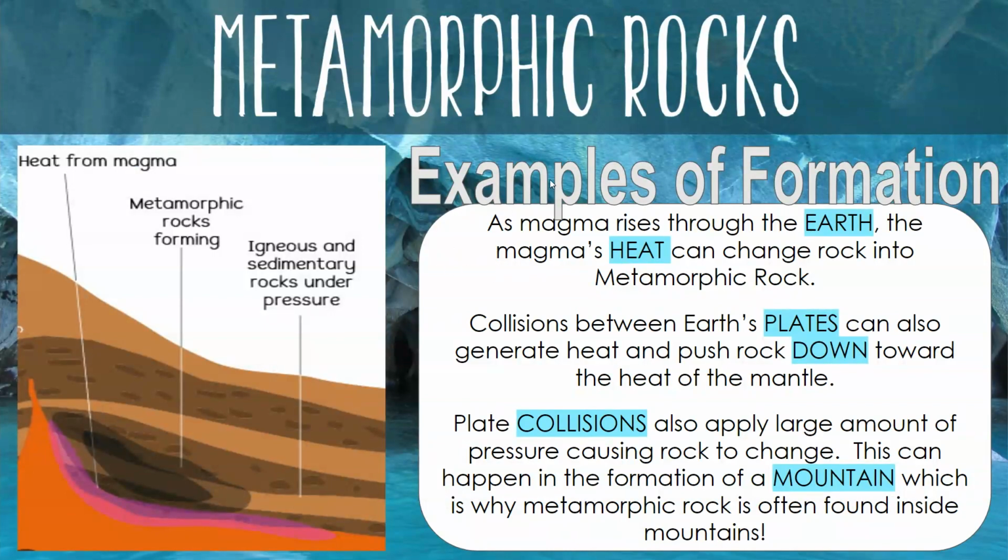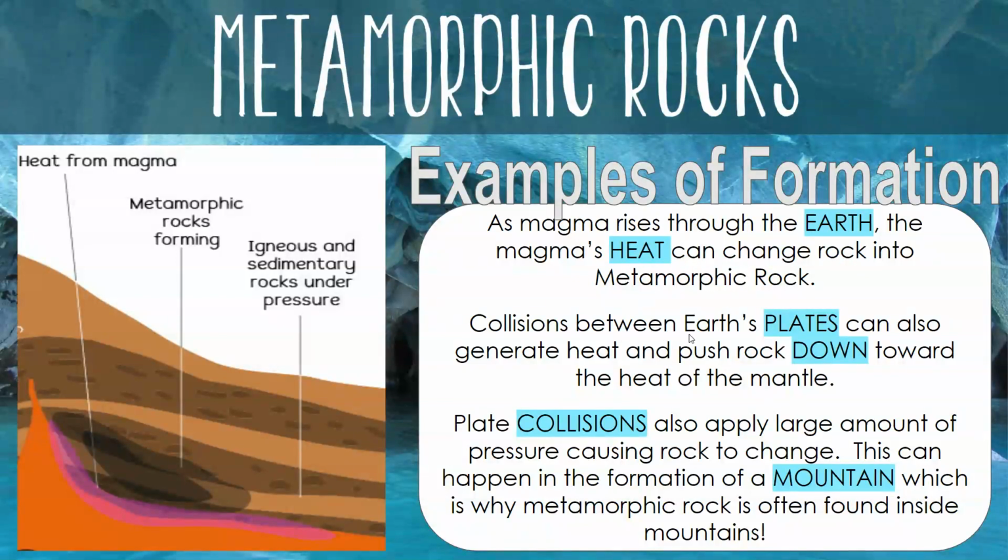The ways that metamorphic rock can form are very different, but most of them are going to, of course, include some type of heat from magma deep within Earth's surface. So the first way that we can form a metamorphic rock is when this magma rises up and it passes the igneous, sedimentary, and other rocks under pressure. And that's going to begin the process of turning them into metamorphic rocks. So as magma rises through the Earth, the magma's heat can change rock into metamorphic rock. So that's just as easy as magma rising up.